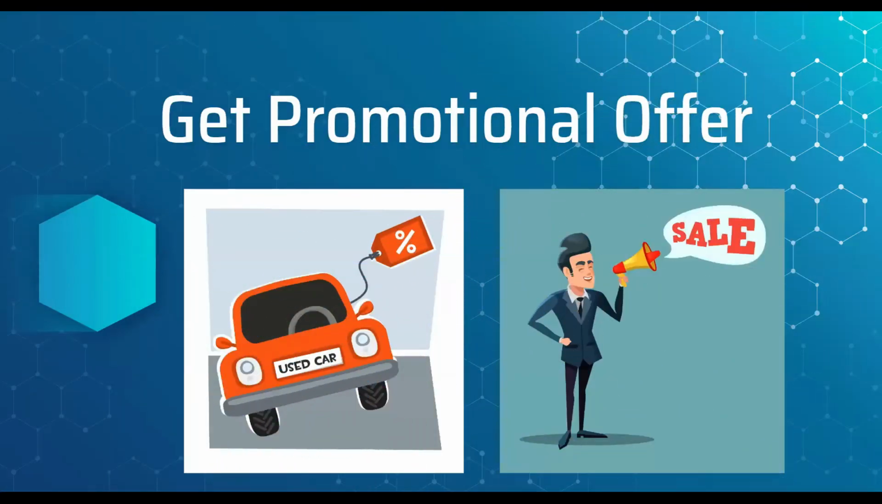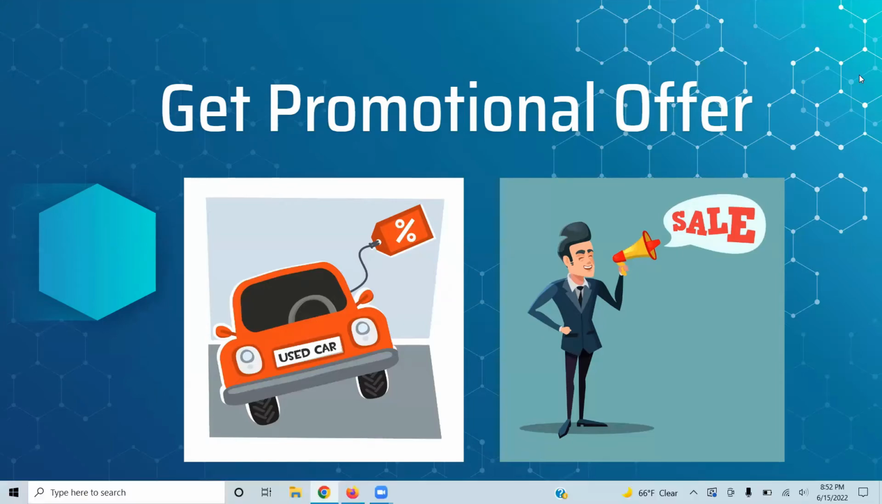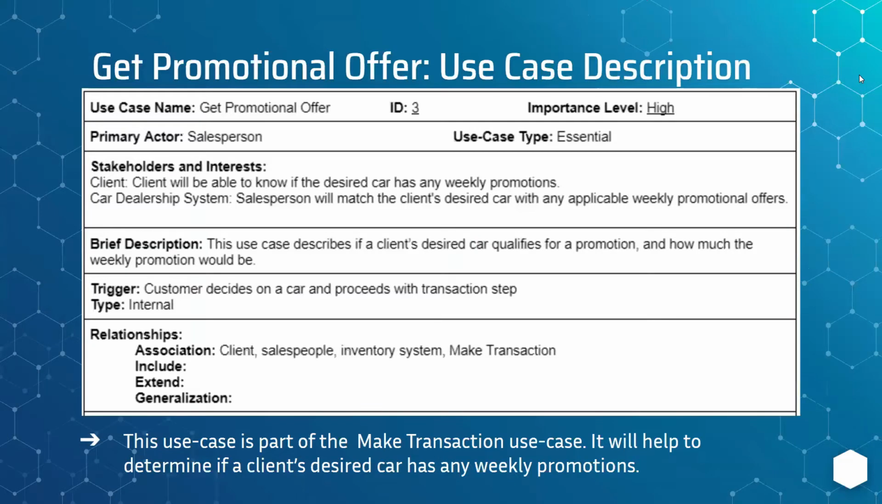Continuing from the make transaction use case, we will now talk about the get promotional offer use case. This use case is a part of the make transaction use case, where the primary actor is the salesperson, as they are the ones interacting with the car dealership system. This use case will be used to match the client's desired car to any weekly promotions being offered by the car dealership that particular week.